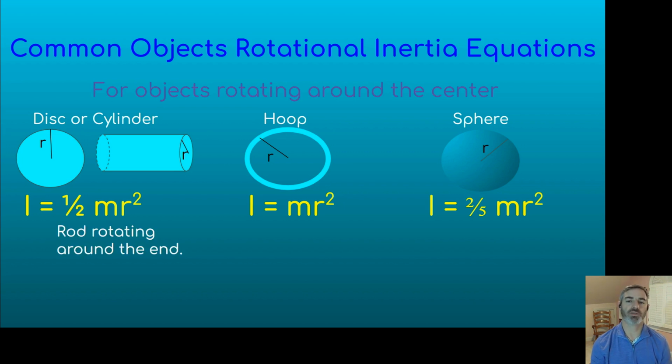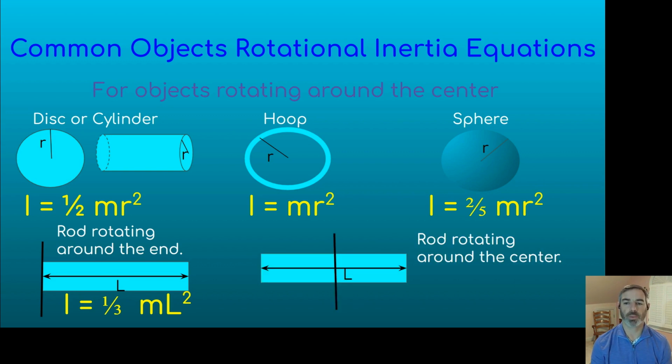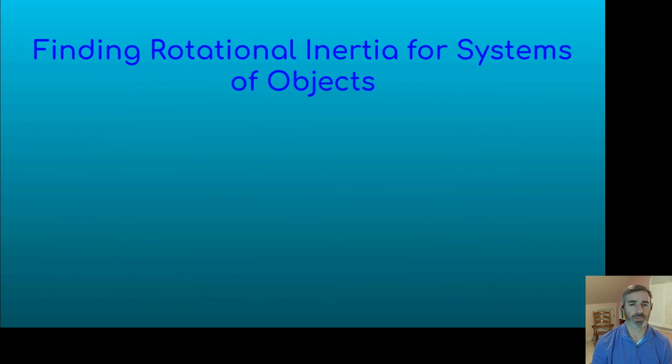Now, if a rod is rotating around its end, with a length of L, the equation is I = 1/3 ml². And if we look at a rod rotating around its center point, we can find the rotational inertia: I = 1/12 ml². These equations would have to be given to you because, one, they're not on the AP Physics 1 formula sheet, and two, if you're asked to derive them, you require calculus, which this is not a calculus physics course.